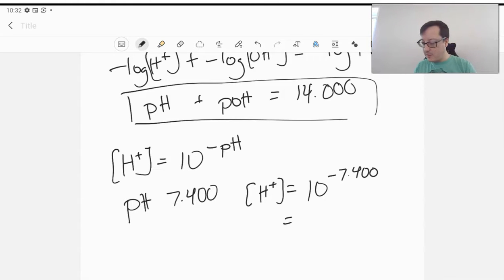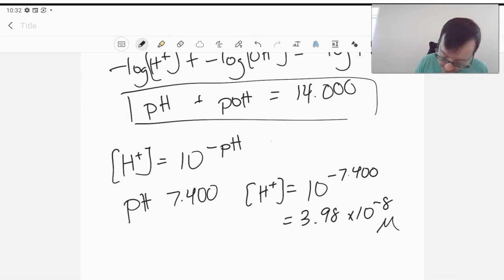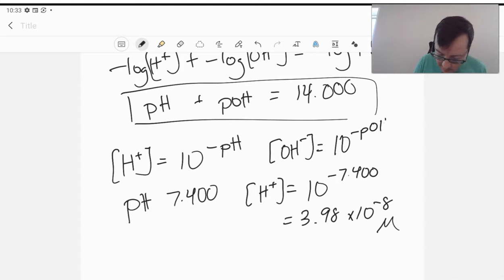And so if we go ahead and do that on our calculator, 10, notice, by the way, this will be your anti-log button. So usually it's the second of the log. So second log, negative 7.4. Notice we get 3.98 times 10 to the negative 8 molar. So that's how you go backwards. And guess what? It's the same for pOH. OH minus concentration would be 10 to the negative pOH. All right then. OH minus is simply 10 to the negative pOH.